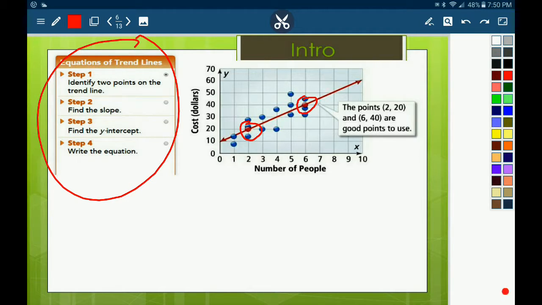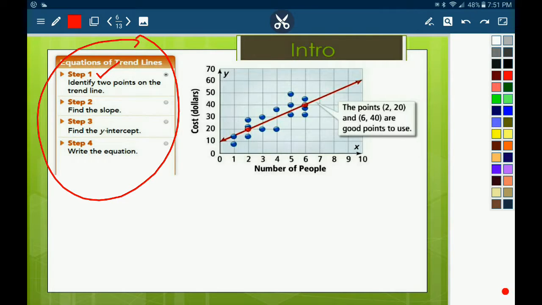The points that this red line identified were these 2 right here. If you notice, those 2 red points are actually not a part of the data set. You do not have to pick points that are already a part of the data, but it does make it a little easier if you just want to pick points that are a part of the data. Either way works. You can make up your own points, or you can choose from 2 points that are already plotted. So first thing we have to do, step 1, identify 2 points on the trend line. We did that. We have this one and this one.